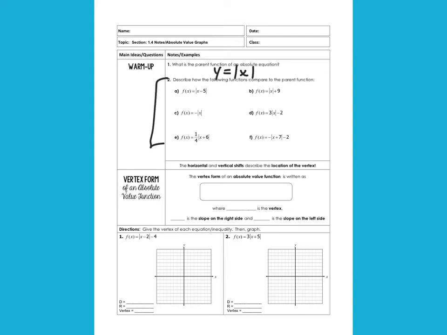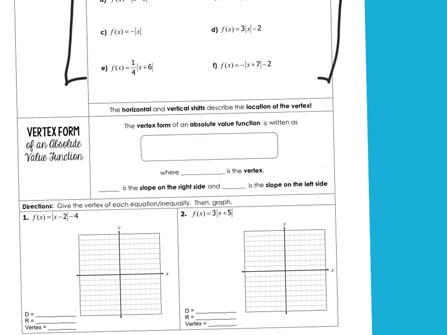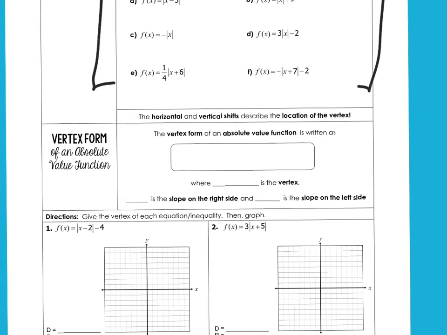Number 2, we're going to skip. This is actually going to be your warm-up next class, so don't lose this sheet, but we'll come back to it. Okay, now we're just going to fill in our vertex form. So that formula that we discovered is what we call vertex form. So what it is, it's y equals a absolute value of x minus h plus k.